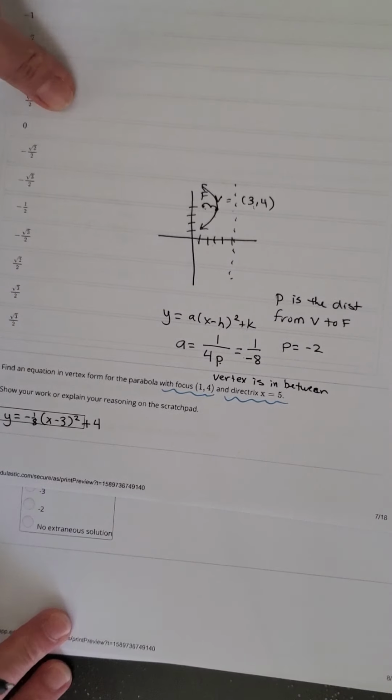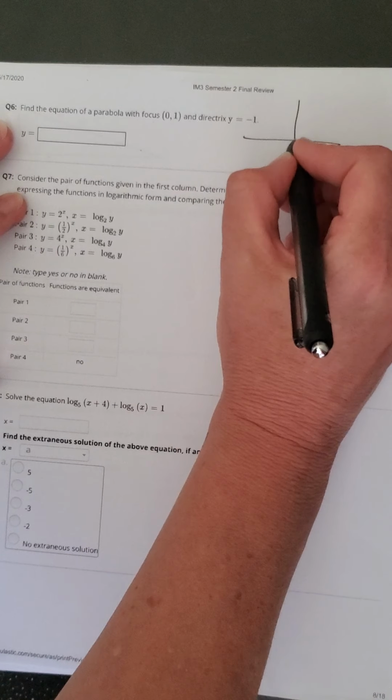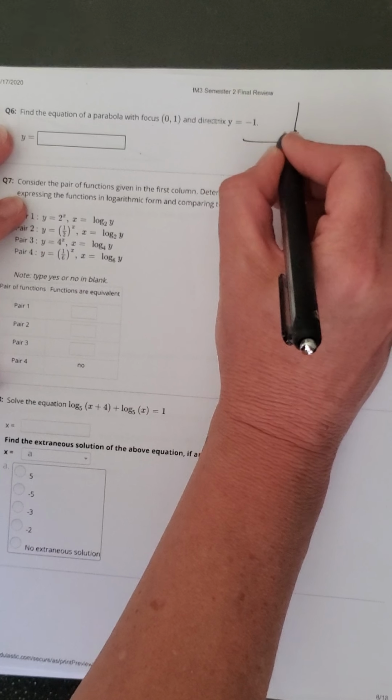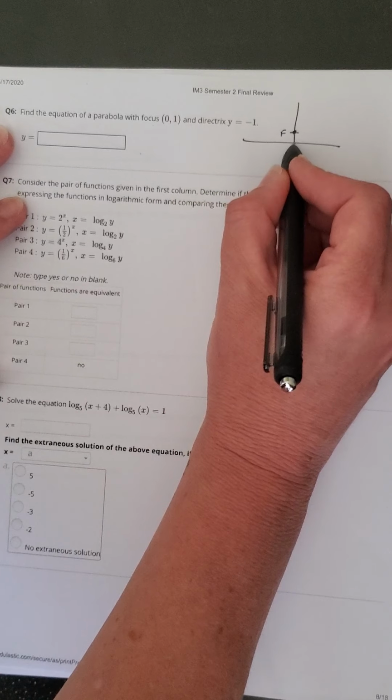It says find the equation of the parabola with focus at 0, 1. So I'm going to sketch that. My focus is at 0, 1. There's F. And my directrix is y equals -1. So y equals -1 is right here. And so it's going to go this way.